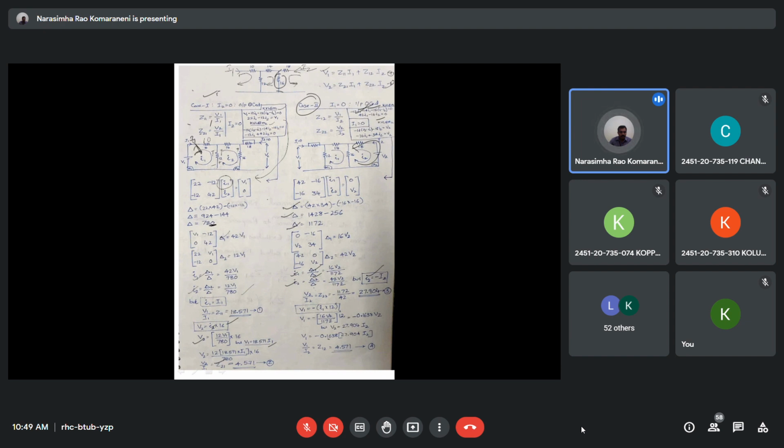Whereas the remaining procedure is the same. So therefore, V2 by I2 equal to Z22 equal to this value. And similarly, to get this Z12, you need to find V1. How will you find V1? V1 is nothing but the drop across this one. How will you find the drop across this one?